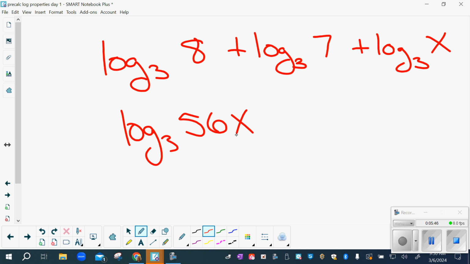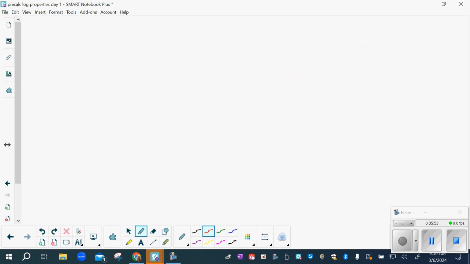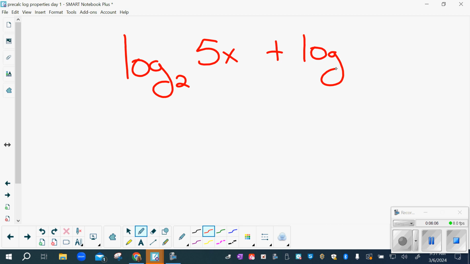You okay? Let's try one that's a little bit trickier. You guys can do this one. How about this one? It was log base 3 of 56x.